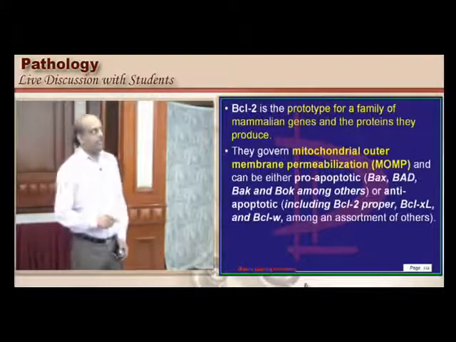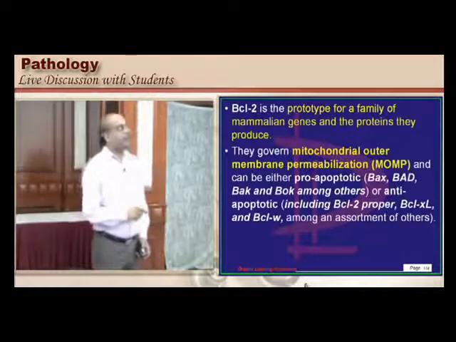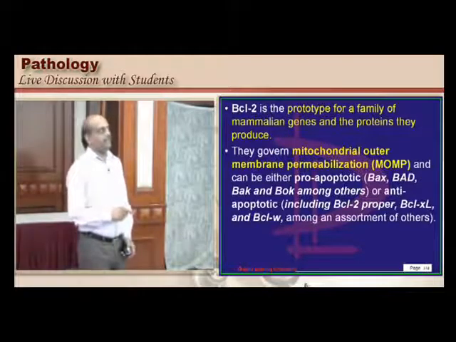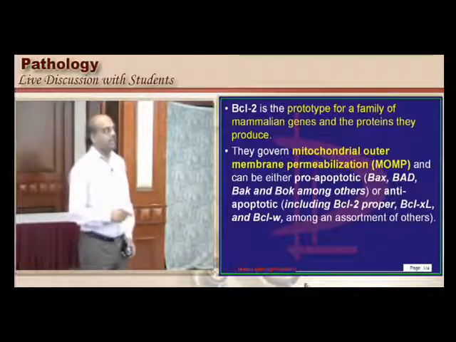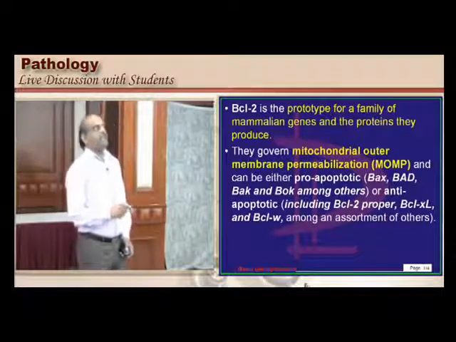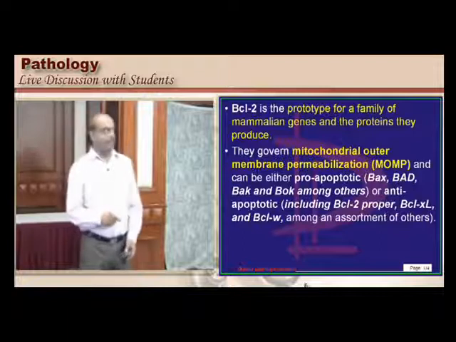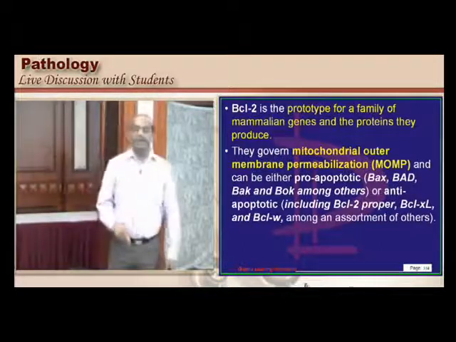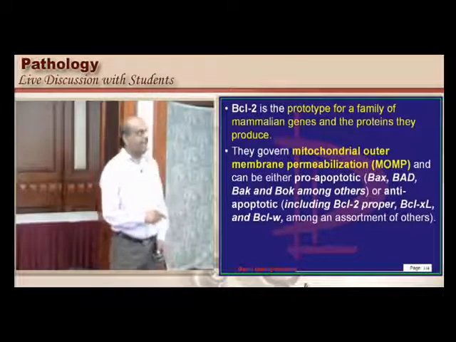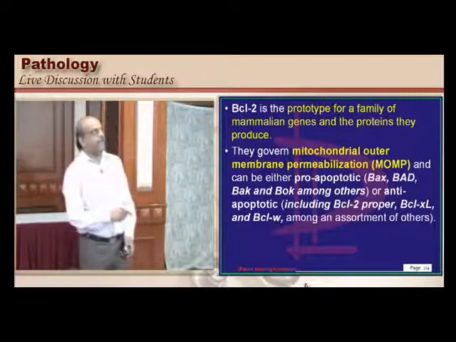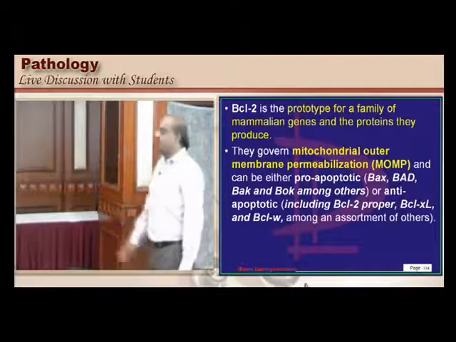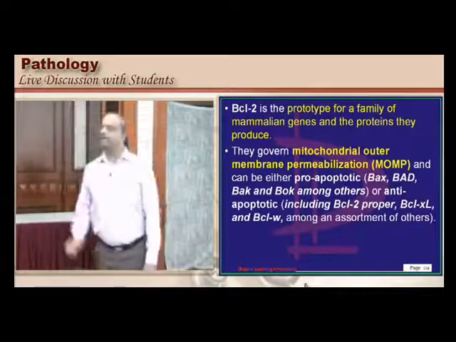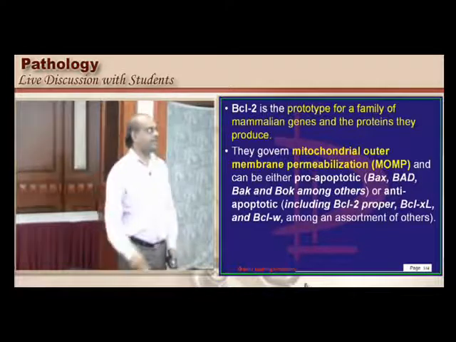BCL2 is an important gene whose protein is very important in regulating apoptosis. The BAX gene, BAK gene, BOK gene are all pro-apoptotic, whereas BCL2, BCLX, BCLW are anti-apoptotic in nature. So you must know which genes are pro- and anti-apoptotic. It is a favorite question; multiple times the same question will come.